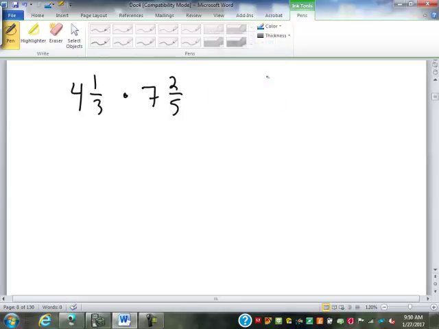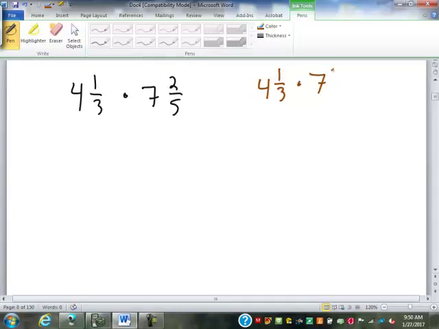Multiplying mixed numbers is actually an extremely difficult process. In fact, if we went to any university and found 10 math majors, and asked them how to multiply mixed numbers, I would actually be surprised if even one of them could show you the right way to do it. So my question to you is, how do we do it?